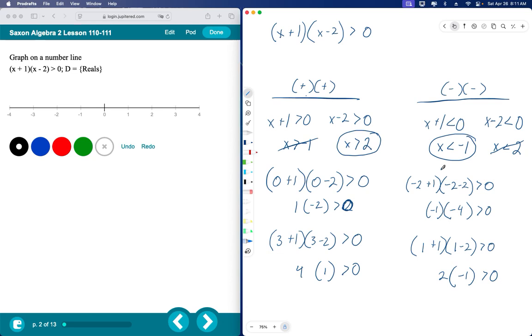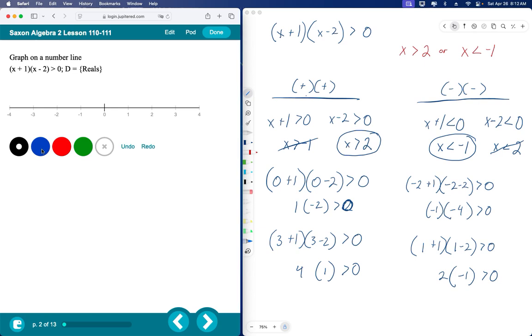So we want to look at that and evaluate how we can write that. I'm going to change to red just so it stands out. So if x is greater than 2, or x is less than -1, we have an or statement here. Those are the conditions where x is going to be a true statement when you substitute it into this equation.